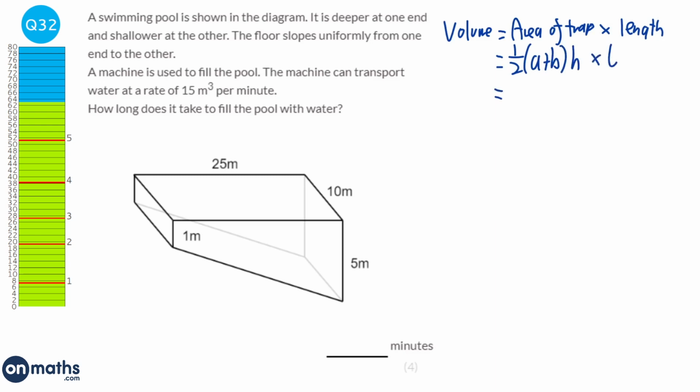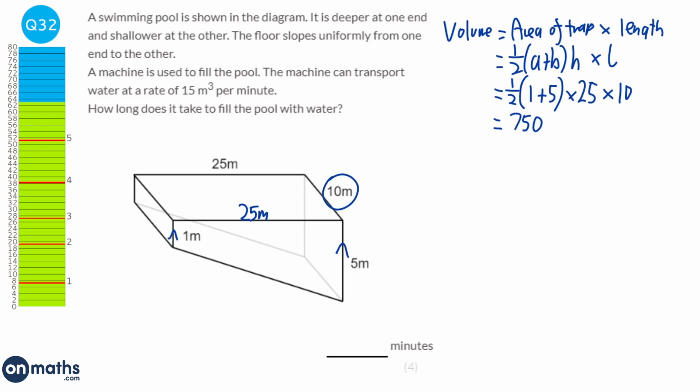Now A and B are the two parallel sides, which will be this one and this one. And then the H is the perpendicular line that hits both of them at 90 degrees, which is what perpendicular means, between the bases. So this will be the 25 meters here. So it's going to be half, and then we're going to add 1 and 5, times that by 25. The length is how 3D it is, so it would be that 10 there. So we're going to times that by 10. And that will give us 750. So it's 750 meters cubed.